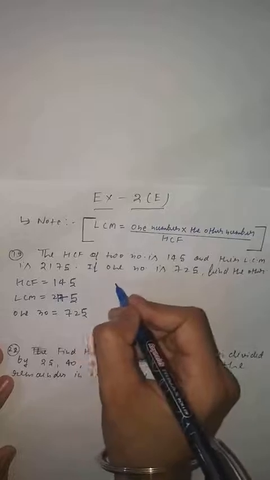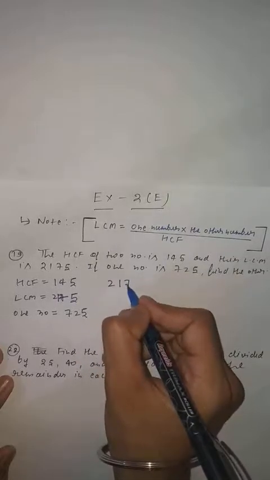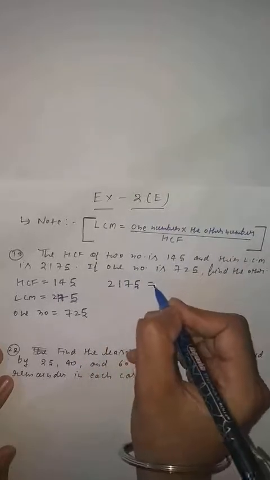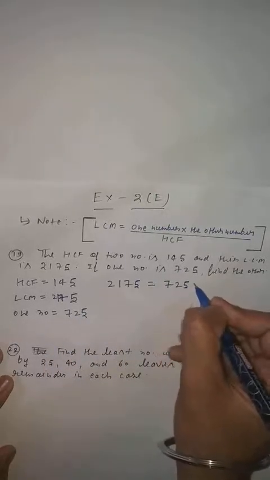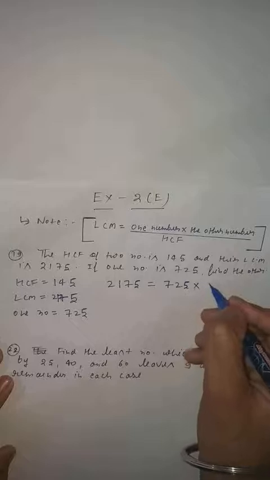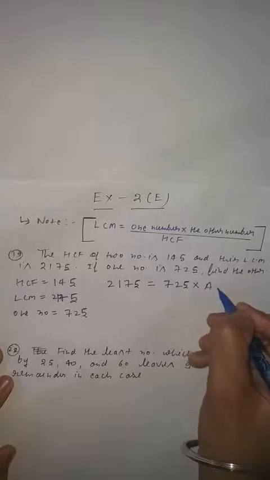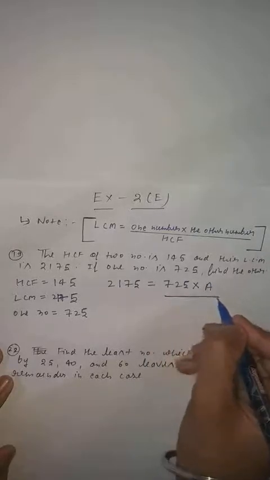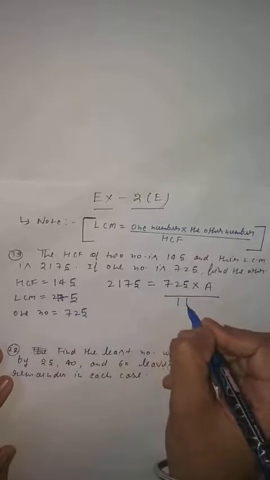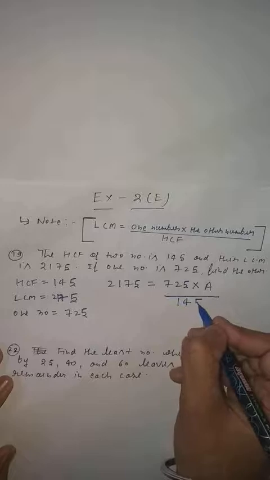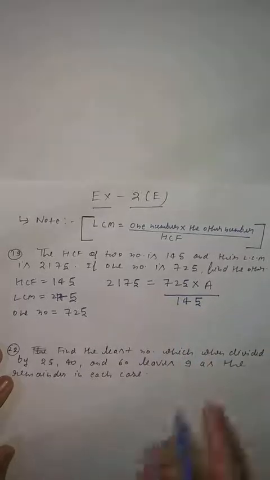So LCM is given what? 2175. One number is given what? One number is 725. Other number you don't know, so you can take X or A, B, C. So I am taking A, let's assume. And HCF is what? 145. Clear, students? Now, you have to solve this.